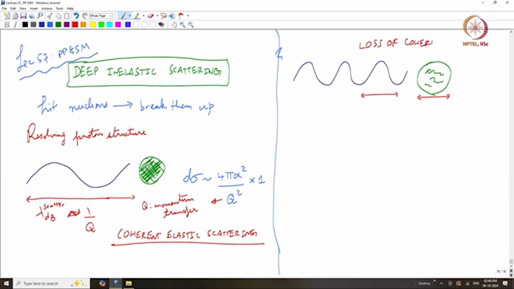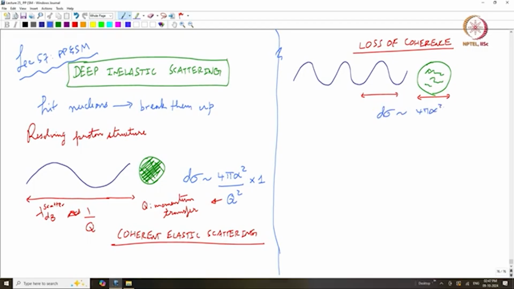What is coherence? When you scatter, the amplitude for scattering on all the constituents, in this case of course we know it is the quarks, if it is all in the same phase we call it coherent, right. But now we are going to lose the coherence, clearly they are all not going to be in the same phase, right, because the wavelength is now comparable to the size of the proton itself. So the nucleons inside will not see the probe at the same phase, right, okay.